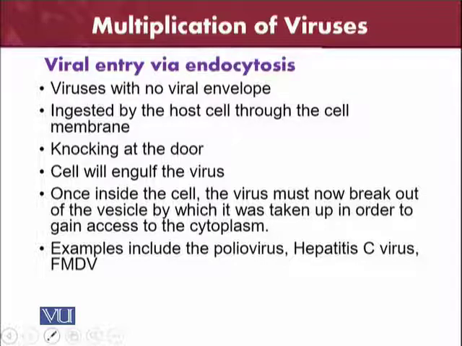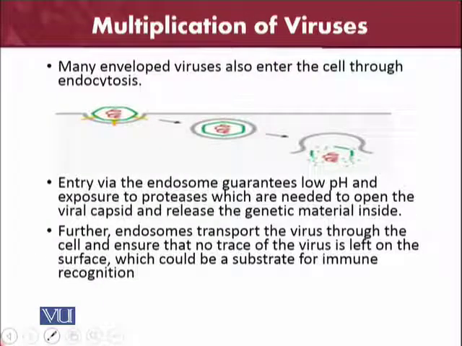Of course, to multiply, the nucleic acid needs to get access to the cytoplasm. The viruses which enter through endocytosis include poliovirus, hepatitis C virus, and FMDV. FMD stands for foot and mouth disease virus. Here is one very important phenomenon: most enveloped viruses enter through membrane fusion. However, some of the enveloped viruses are also capable of endocytosis.